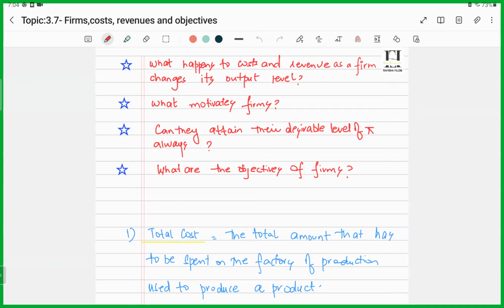There'll be a couple of definitions we'll be looking at. We'll be looking at the diagrams. We'll be looking at how to calculate these different costs. And finally, we'll be looking at the different objectives of firms.